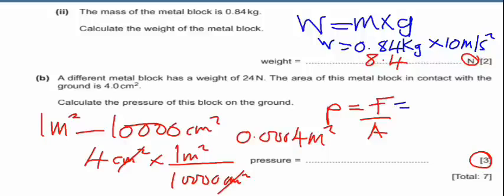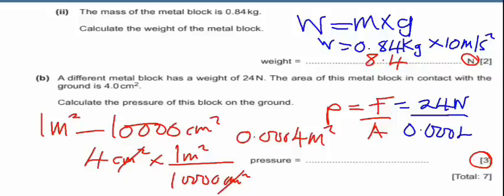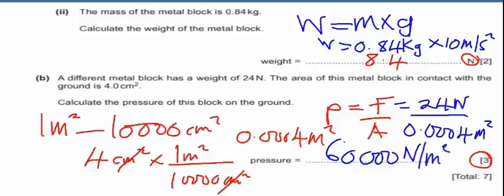So here we have been given the force, which is 24 newtons, divided by the area, which I've already converted from centimeters squared to meters squared, which is 0.0004 meters squared. So when I divide here, I'm going to get 60,000. Remember here they haven't included the units for us, meaning we need to include them. So the units are newtons per meter squared. So this one is our final answer. Let's look at the next question.